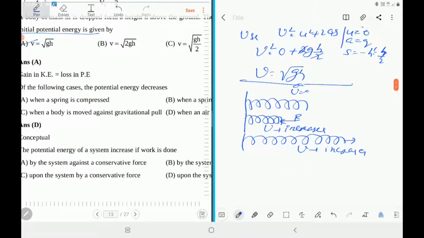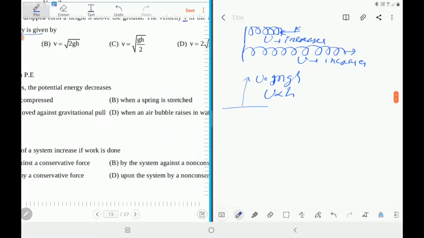It's a conceptual idea, basic idea. And third one, when the body is moved up against gravity, say from the ground, you have learned the fundamental idea. As you move up, potential energy increases because potential energy is mgh. As h increases, potential energy also increases.